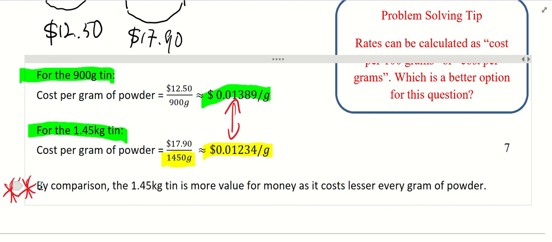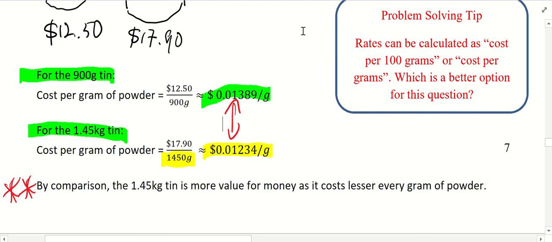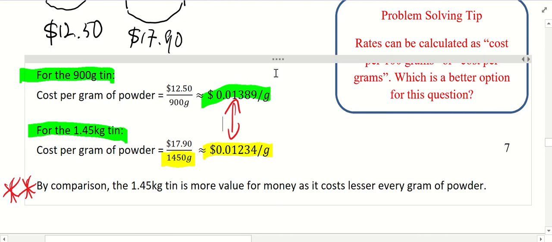Alright, even without doing a calculation, your experience should tell you that companies usually want you to buy more, so they give you a bit of discount for buying more. Right? So you can kind of check our answer here by common sense, because if your answer is the 900 gram tin, the smaller tin is more value for money, chances are something is wrong.